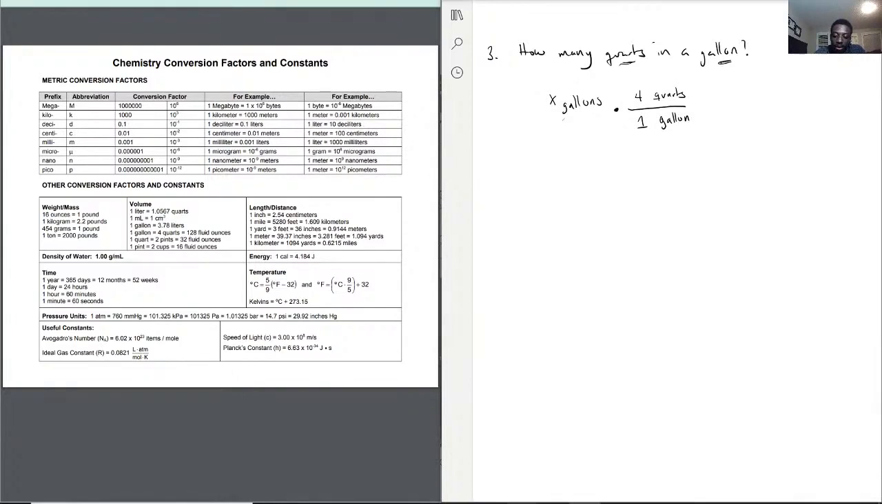Okay? And just like that, these two cancel out. And there you have it. X times 4. So it'll be 4x quarts. For any X that you get for gallons, it'd be 4 times the amount. If I had 2.5 gallons, that would be 10 quarts.